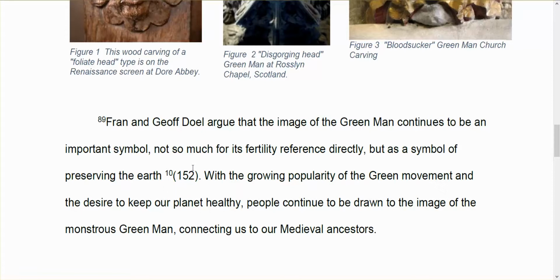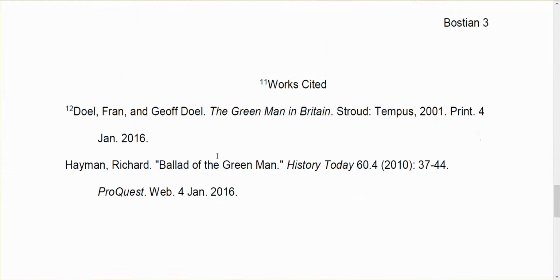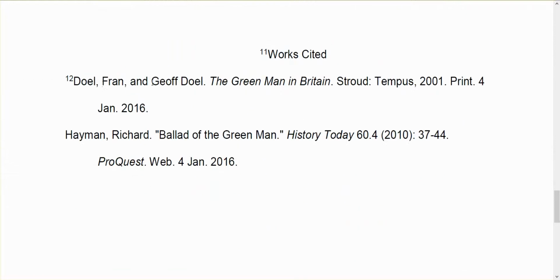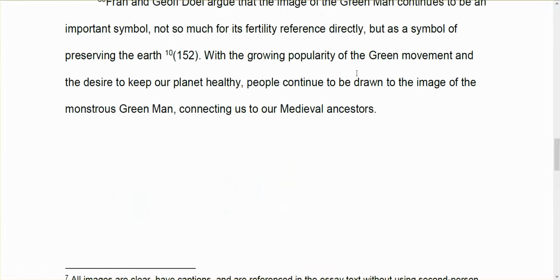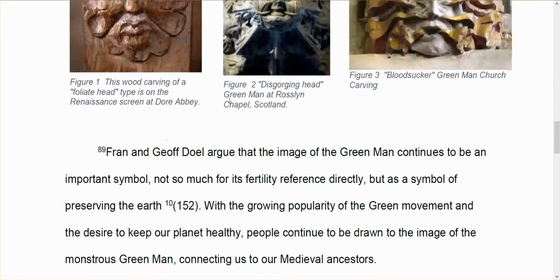Now here I have in parens, and then the period, 152. That refers to the page number. Let me go down to my works cited here. Fran and Jeff Duell wrote a book called The Green Man in Britain, and I was looking at a print copy of this, all right, which means I had access to page numbers. So since I do have a page number, I have it here in parens, 152.